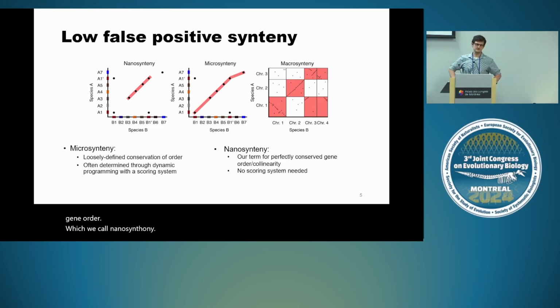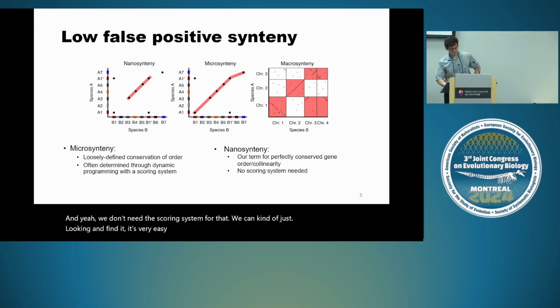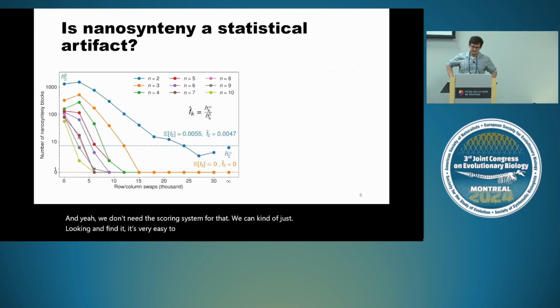We don't need a scoring system for that. We can just look and find it. It's very easy to find. And this gives us a low false positive approach.